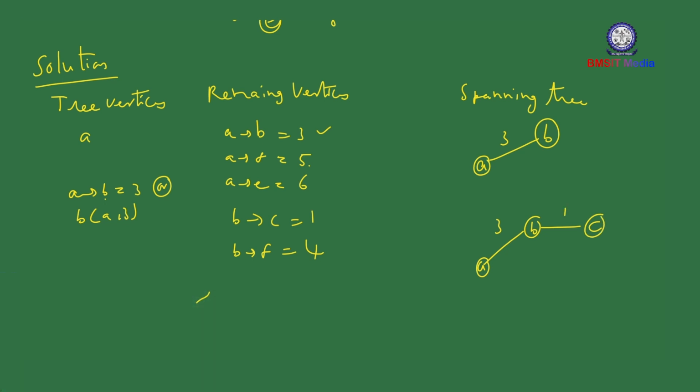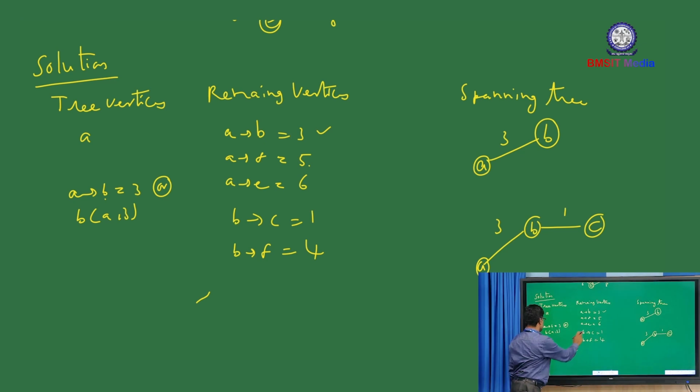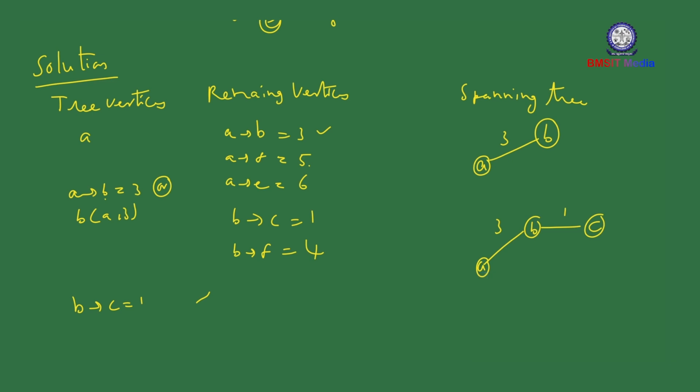Okay. So now what will happen? The recently visited node is nothing but B to C. Write it now, B to C is equal to 1. Now the recently visited is nothing but the C node.